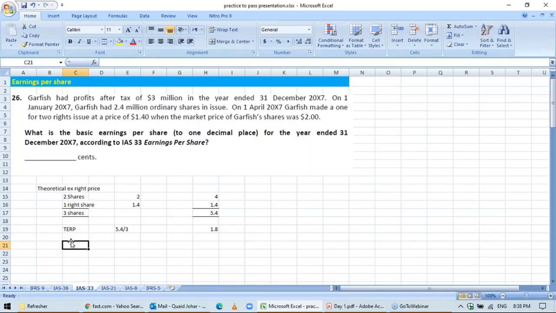After calculating the theoretical ex-rights price, you will calculate an adjustment fraction. Adjustment fraction is the cum-rights price, which is the price immediately before the rights issue, and the cum-rights price was $2, divided by the theoretical ex-rights price.